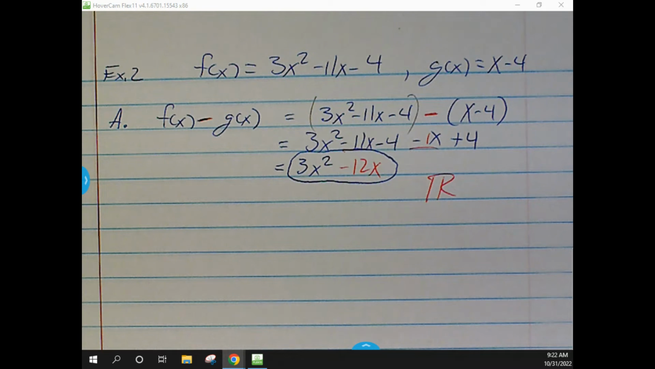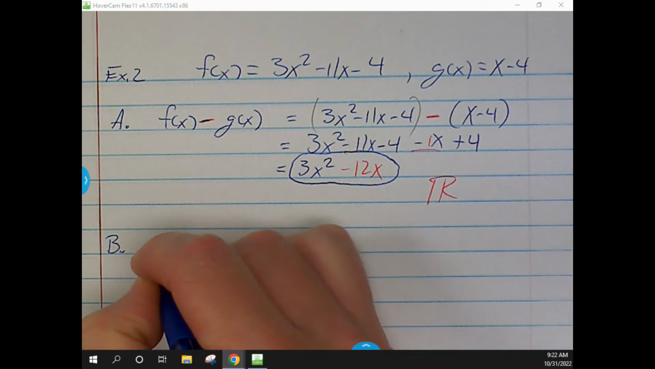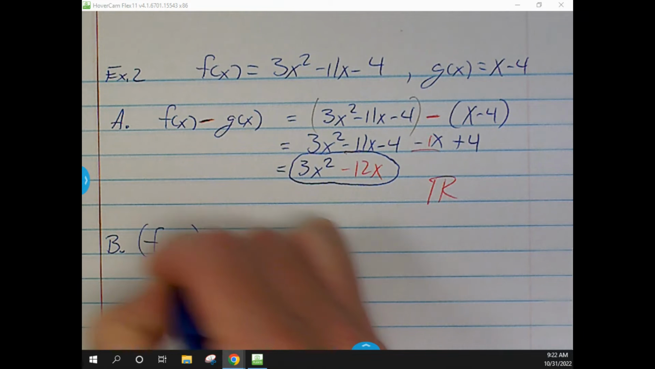All right. Oh, multiplication would actually be a good one to do on this one also. So let's do some multiplication. Let's do f times g of x.